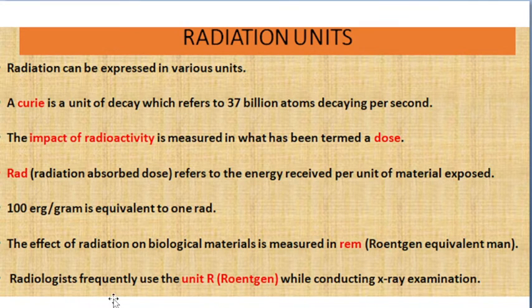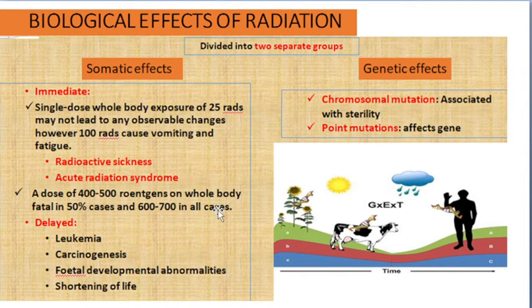Then radiologists frequently use the unit R. R refers to Roentgen while conducting X-ray examination. So during the X-ray examination, the unit used is known as R, that refers to Roentgen. So these are all about your units and what the effects are.